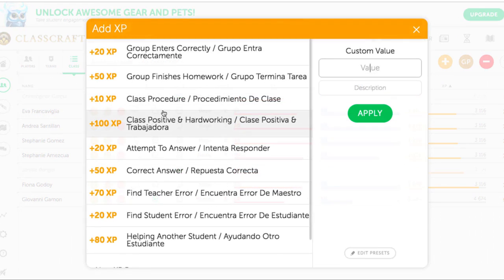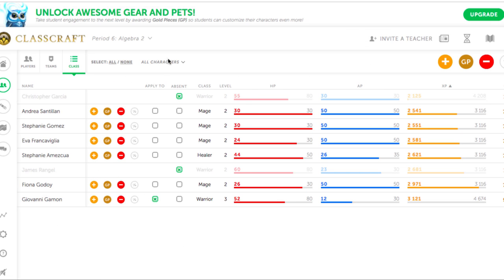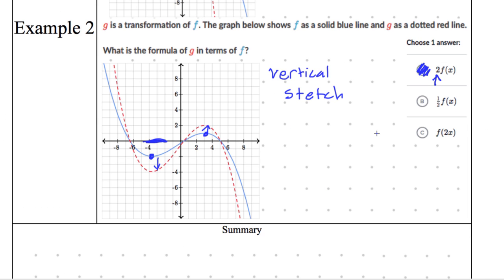Everyone got XP today. Very nice. Oh, it's still 50 XP. I hit the wrong one. All right.